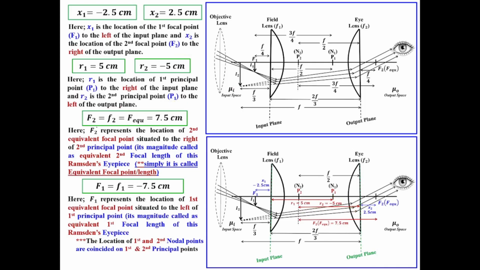Now F2, the so-called small f2 or f equivalent, is your plus 7.5. Here plus 7.5 means we have to move right to the second principal point. Carefully read and remember this point. Here F2 represents the location of the second equivalent focal point, situated to the right of the second principal point.